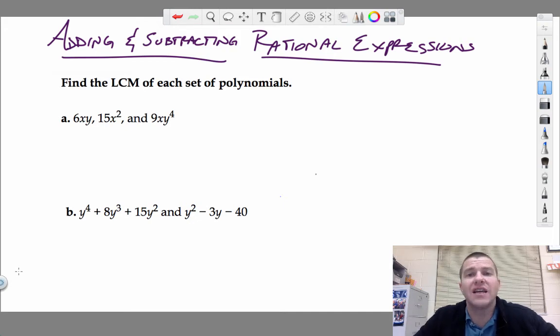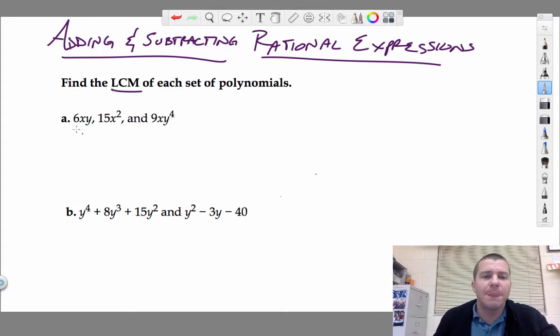So we're going to start adding and subtracting rational expressions. In order to add and subtract rational expressions, you're adding and subtracting fractions, which means that you're going to have to find a common denominator. And the common denominator is basically the least common multiple of the denominators. So we're going to discuss finding the least common multiples of expressions.